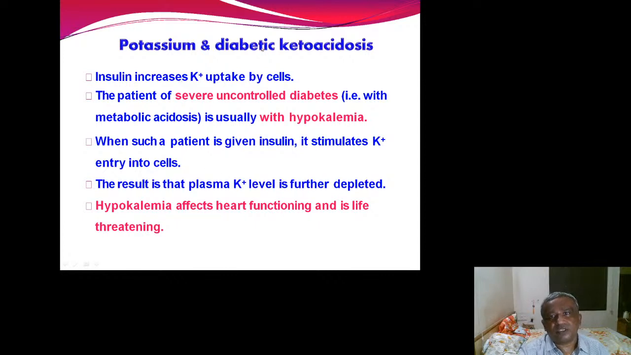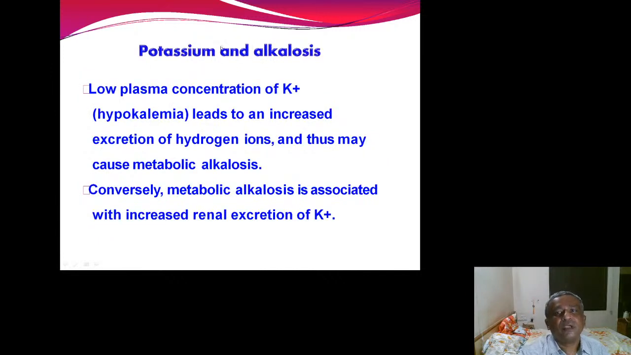The potassium and diabetic ketoacidosis: the insulin increases the potassium uptake by the cells. The intracellular shift of potassium is facilitated by the insulin. The patient of severe uncontrolled diabetes with the metabolic acidosis is usually hypokalemic. When such a patient is given insulin, more potassium goes inside the cell and hypokalemia becomes worse. Further depleted, hypokalemia may affect heart functioning and is life-threatening.